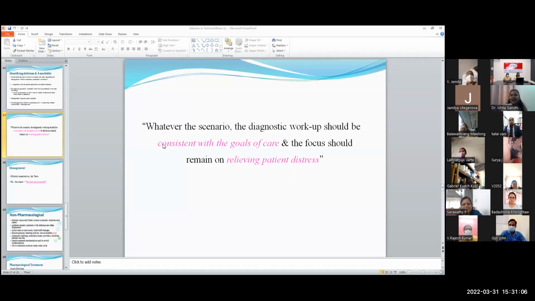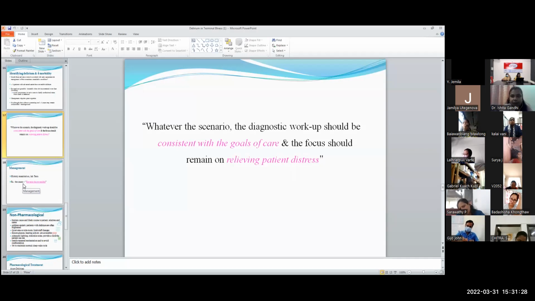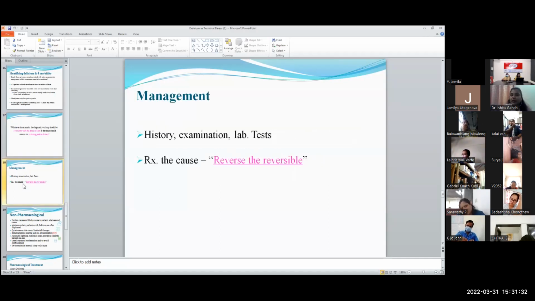Okay. Let's go towards the management. We know how to identify delirium. We know how to assess delirium. We know what symptoms we have to look for in delirium. Now we should know how to manage delirium. First and foremost part of management is going to be history taking, because if you've not taken a proper history from the caregivers, you would not be able to diagnose or assess delirium at all. Find out the cause, and if the cause is reversible, then reverse the reversible.